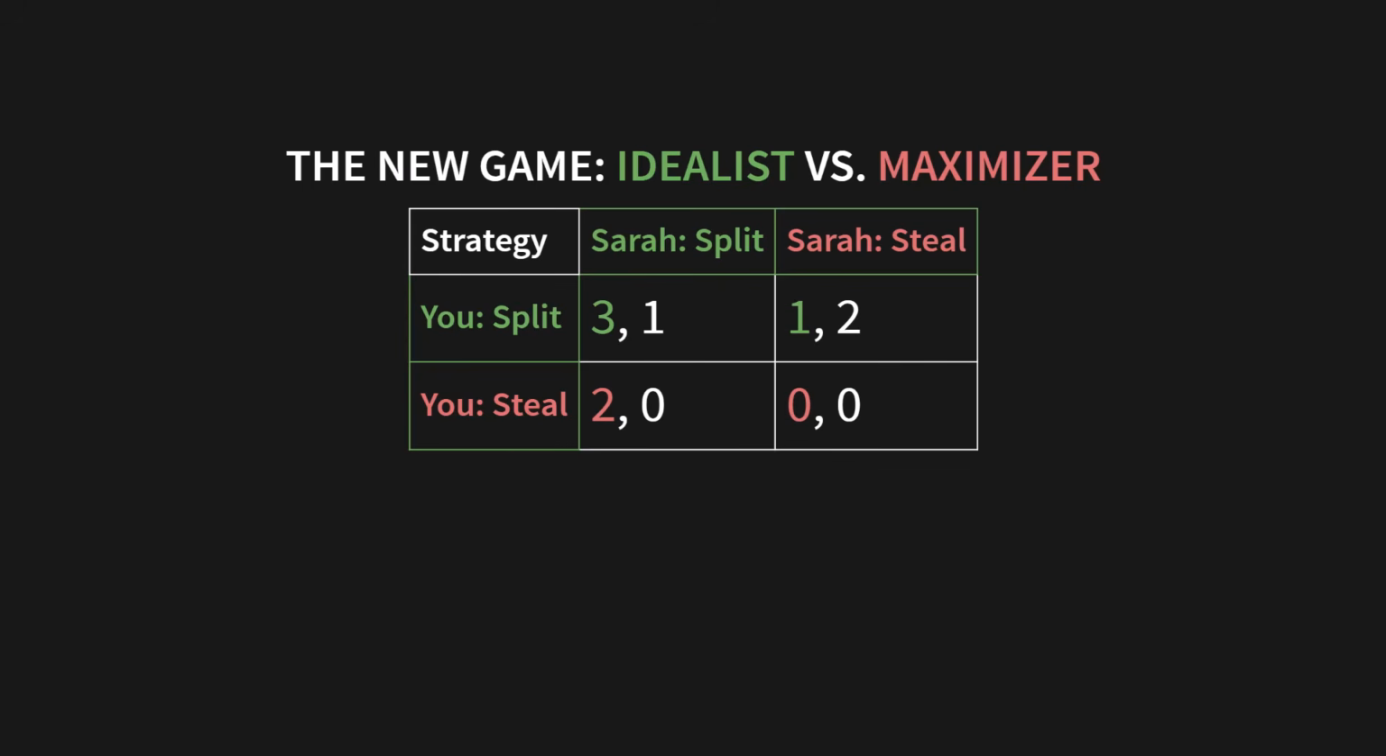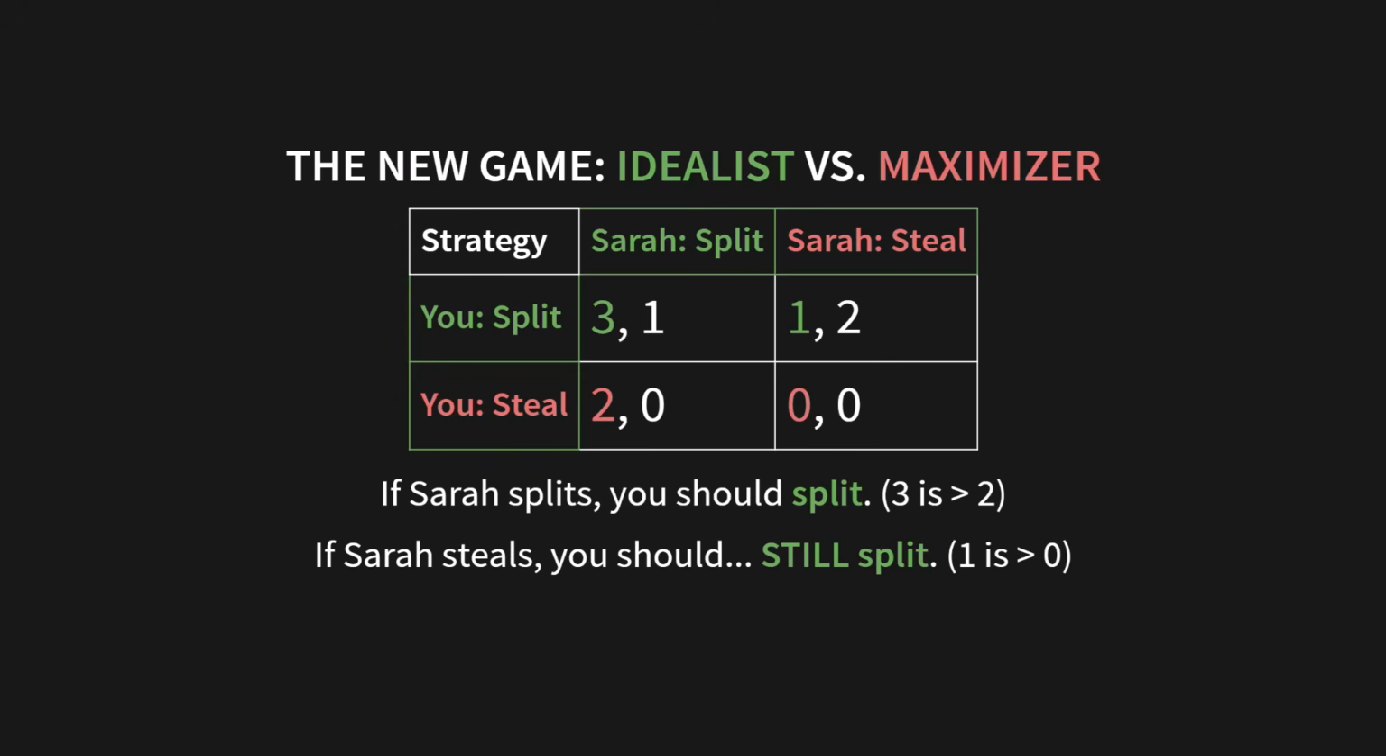You're the idealist, and we'll assume Sarah is still that maximizer. Let's think it through again. If Sarah splits, what should you do? Splitting gets you your best case payoff of 3. Stealing only gets you a 2. 3 is better than 2, so you should split.